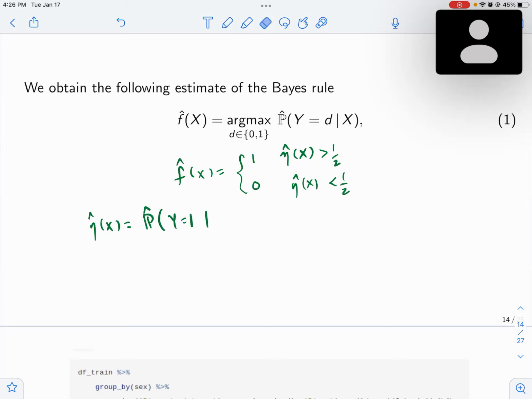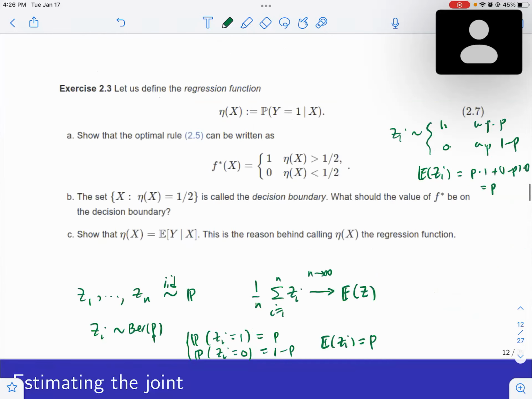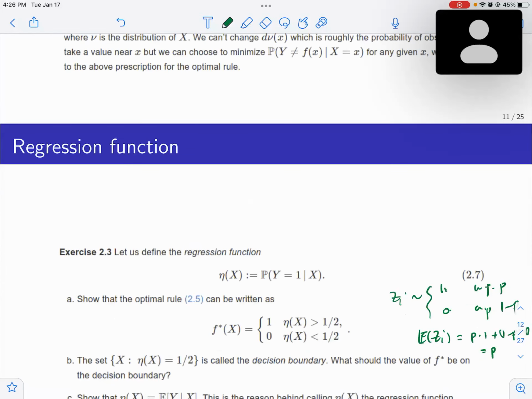Or I can just do it like this, capital X. So this is my regression function. So remember the regression function is this. I'm just going to put a hat here and a hat there. If I put a hat there, this is an estimate of the regression function. So I now have an estimate of the regression function as well. So put a hat here, that would be my estimate. And so this would be my estimate of the optimal rule.